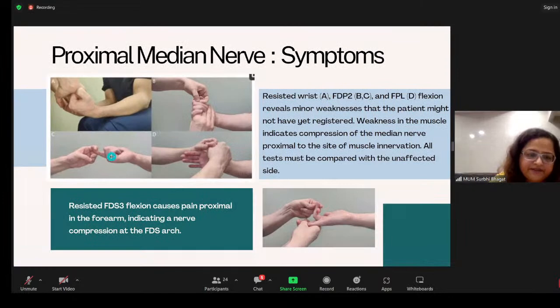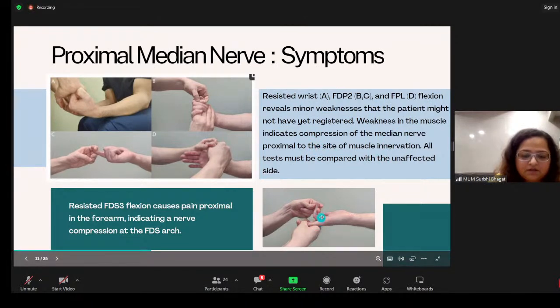Other tests are again against resistance. So flex the wrist against resistance, flex the fingers against resistance, flex the distal tip against resistance, or just the thumb, and you can find out minor weaknesses in flexor digitorum profundus and flexor pollicis longus. Whether this weakness is present or not, if the pain is there at the proximal site, you have to bear in mind that there could be a potential compression.